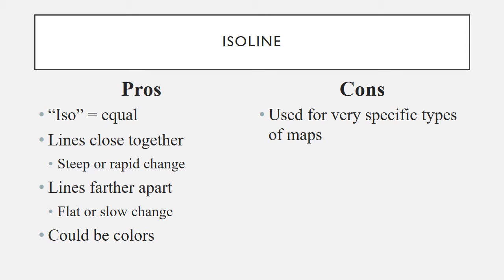If there are cons, right, those aren't really pros, what I mentioned to you, but if there are downsides for this map, it's that it's very limited in what you're going to use it for, right? It's hard to represent all kinds of data with an isoline map, and very often you'll see it used really just for temperature or air pressure, elevation, things like that.